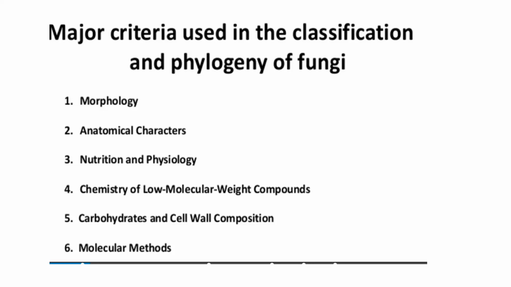So some fungi are parasitic. They live only inside a living host. Some fungi feed on dead organic matter. They are saprophytic fungi. Okay. Some fungi have a symbiotic lifestyle. Some are ectoparasites. Some are endoparasites. So depending on the mode of nutrition, we classify them.